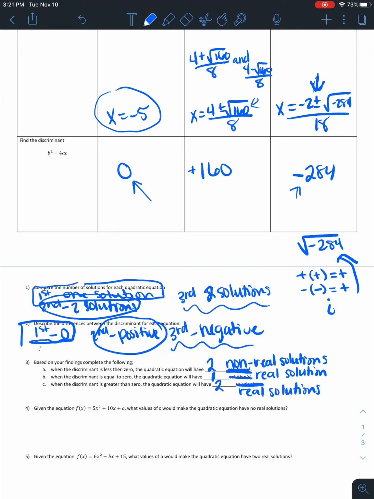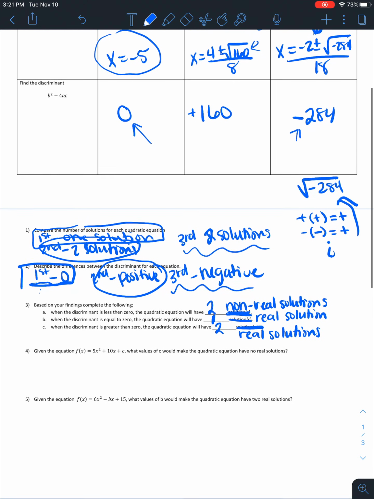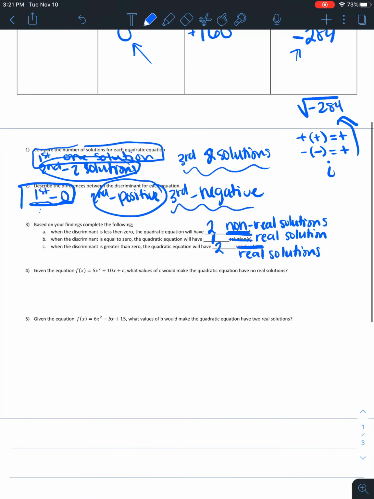We can just determine the discriminant and know that's my answer because it's only got one solution. So this can be helpful in a number of different ways, and we'll see that as we move forward in this unit. All right, so then number 4 and 5, I think this is where most of you are struggling.